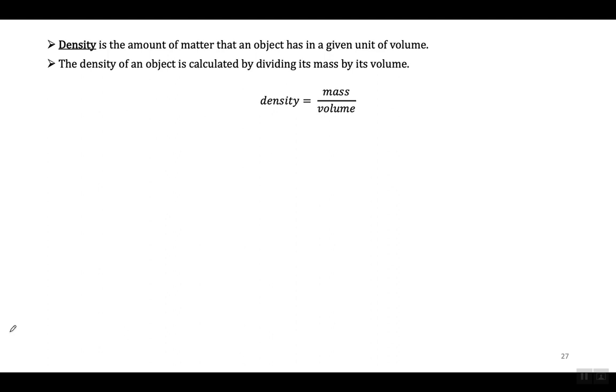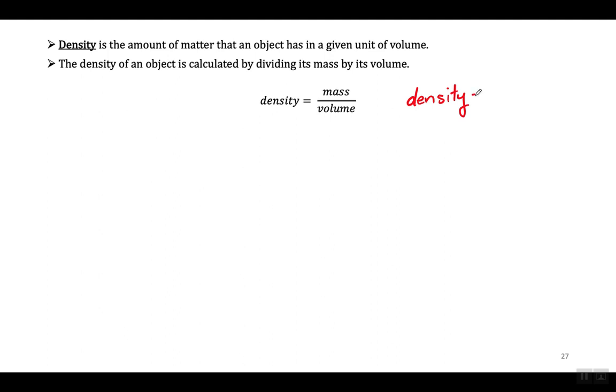Okay, now I'm going to go over a little bit more the topic of density, which is the chapter that we skipped. Okay, density is the amount of matter that an object has in a given unit of volume. The density of an object is calculated by dividing its mass by its volume. An easy way that I like to think about what density is and what the formula is, you could think about it this way.